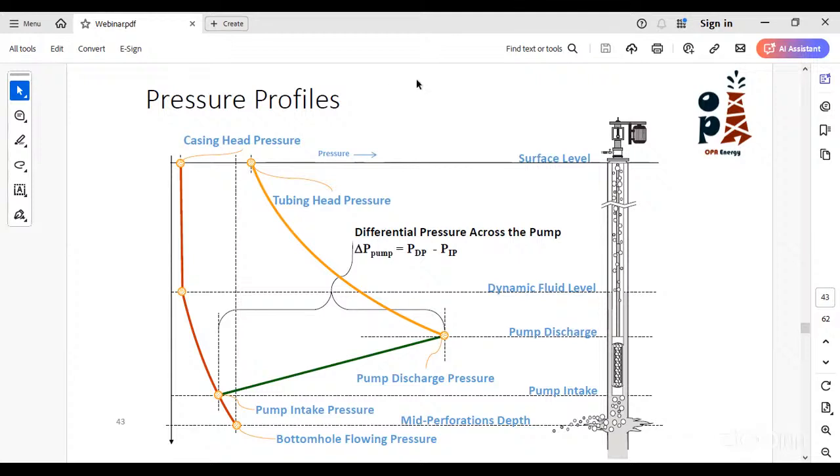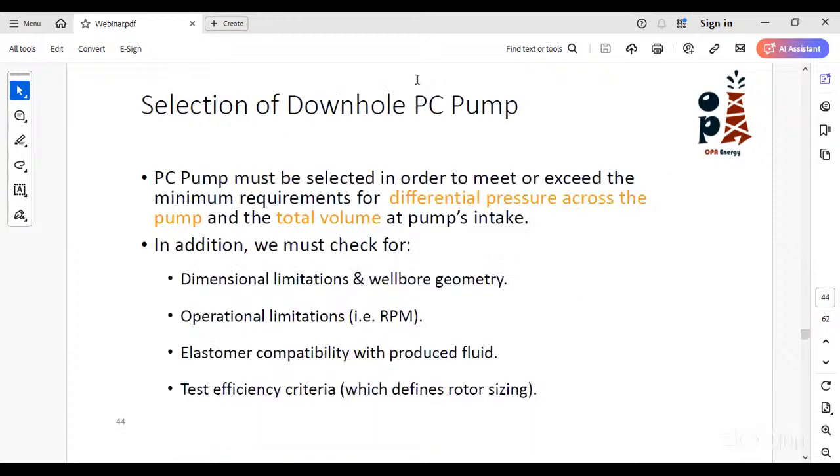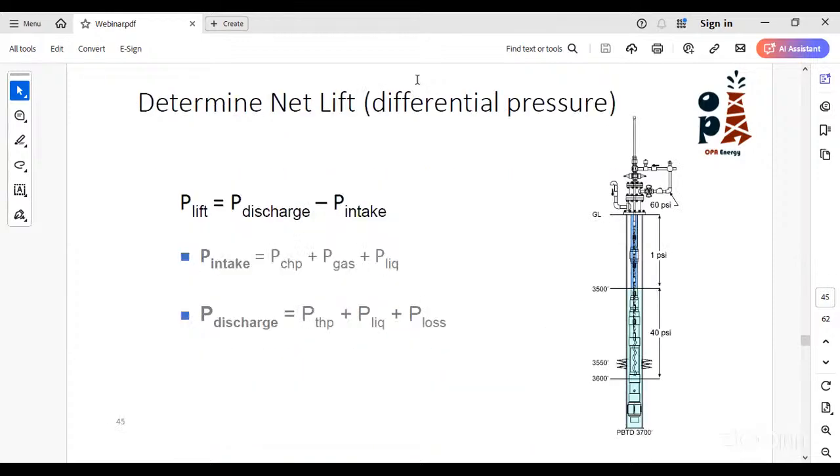This is a small chart or figure that represents your installation, and you can understand from it how your PCP can operate in these conditions. The first thing is how to calculate the net lift capacity. The net lift capacity is very basic and very easy. It is the difference between the discharge pressure and the intake pressure.